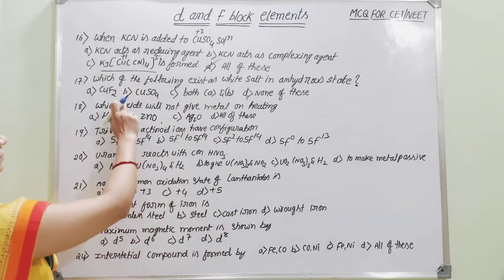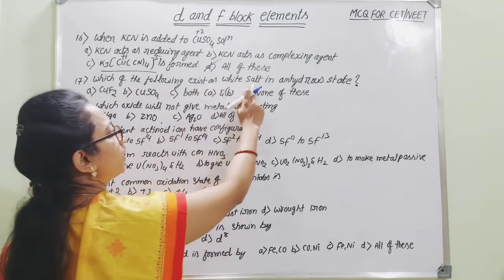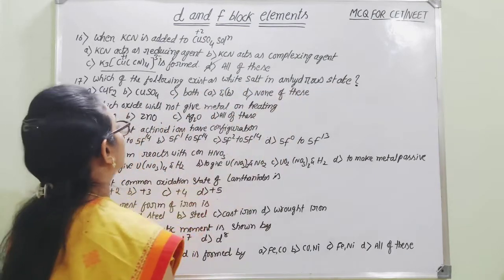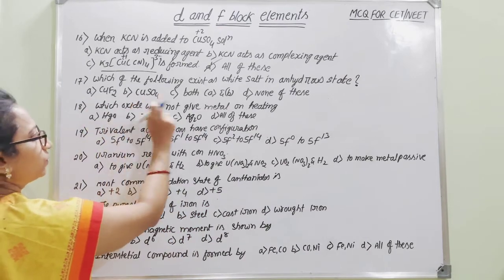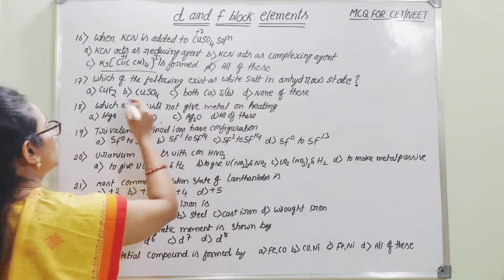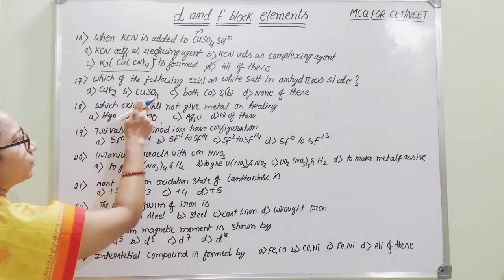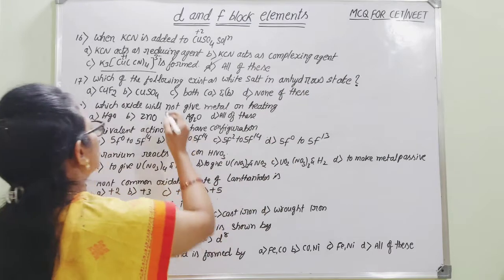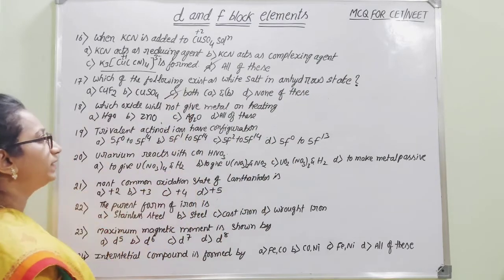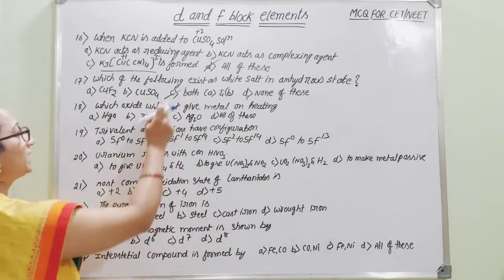Next question. Which of the following exists as a white salt in anhydrous state? One is CuF2, next CuSO4, both A and B, and none of these. Of course, both CuF2 and CuSO4 exist as white salts in anhydrous state. Therefore, both A and B, that is option C, is the relevant answer.